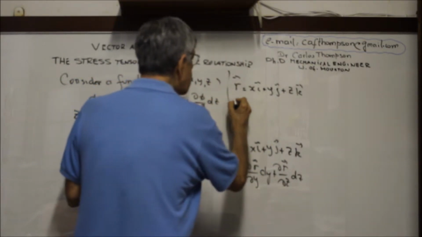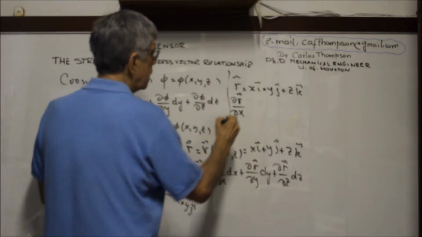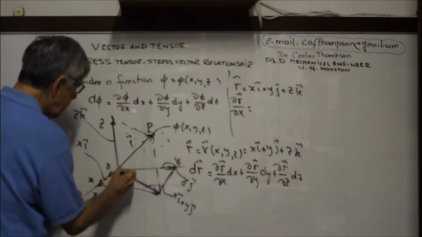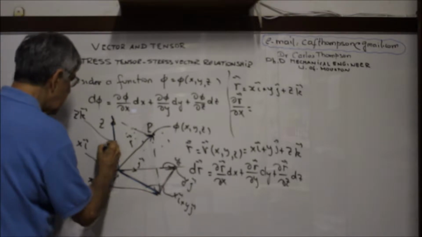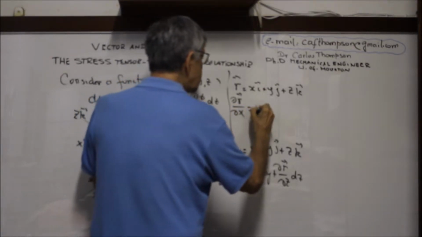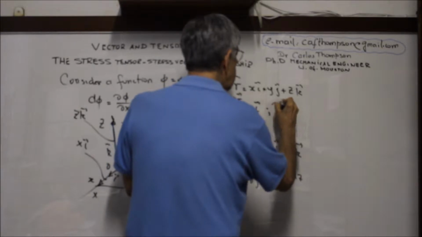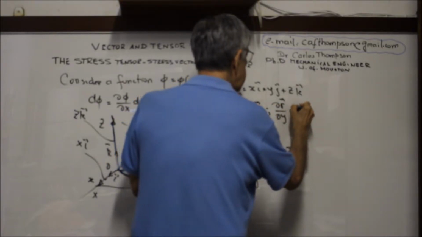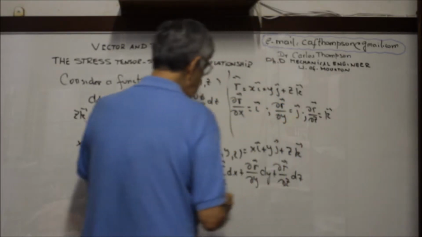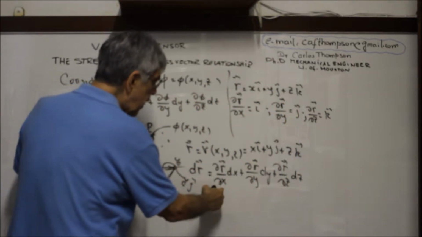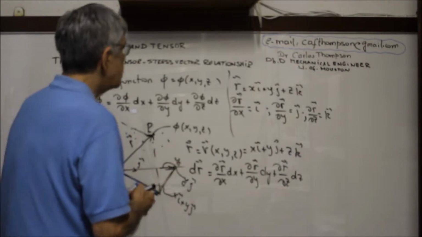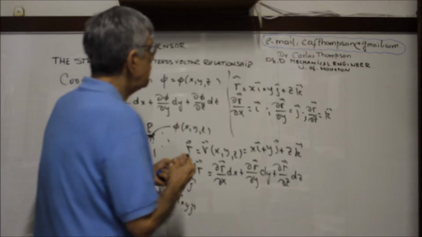Now, what is the partial of r with respect to x? Look, i, j, k are constant unit vectors. So the partial derivative of r with respect to x is i. The partial derivative of r with respect to y is j, and the partial of r with respect to z is k. So dr is i dx plus j dy plus k dz. Let's write it right here.